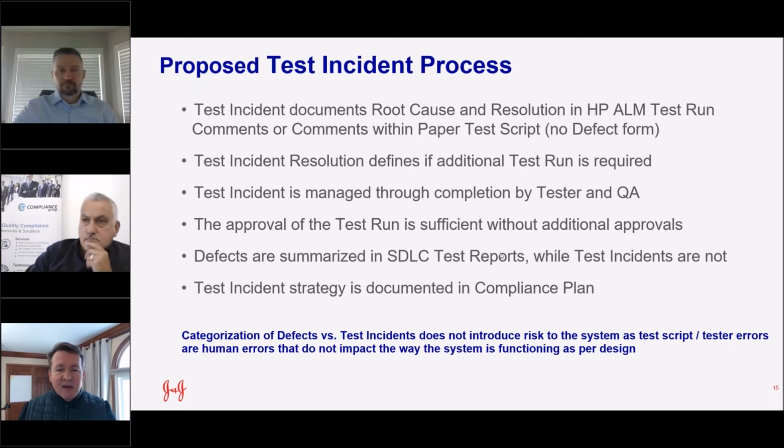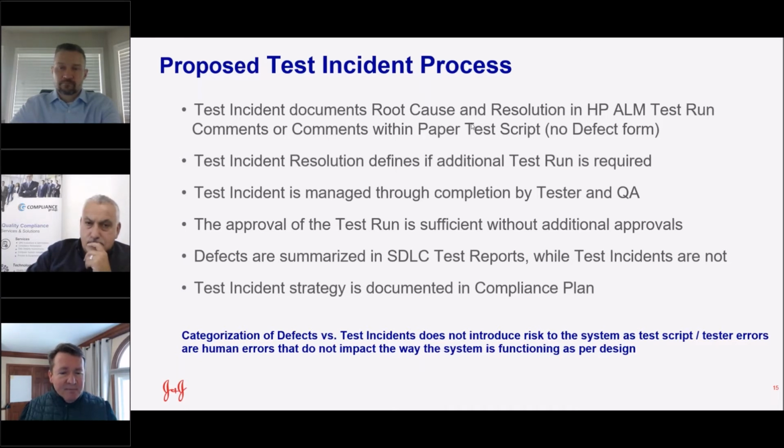A test incident is managed through completion by the tester and QA. Essentially the tester and QA will just complete that activity, but you're not involving everyone and their cousin to agree on that. It should be pretty simple and self-evident. And the approval of the test run is sufficient without any additional approvals. You're not creating this bureaucracy where everyone and their cousin approves it, because it is self-evident and simple in nature. And if there is a need for a rerun, then that's what is going to be documented.